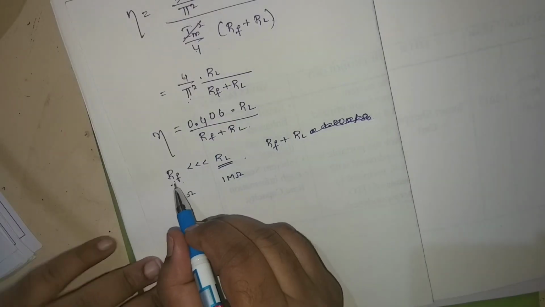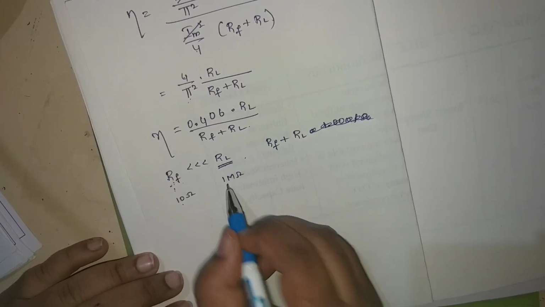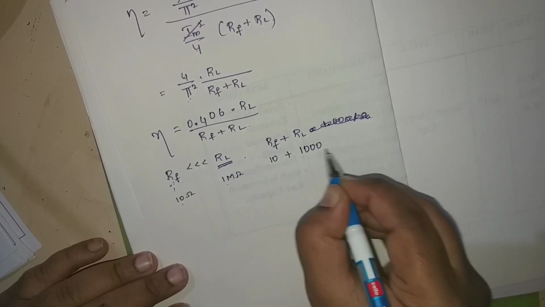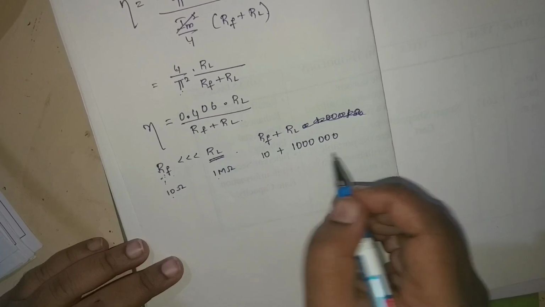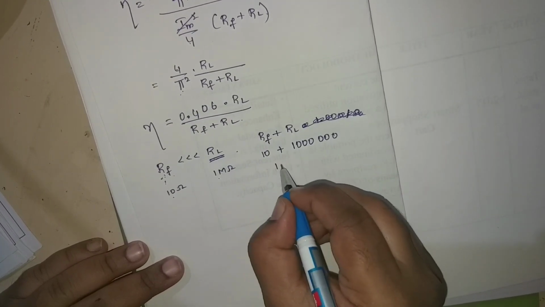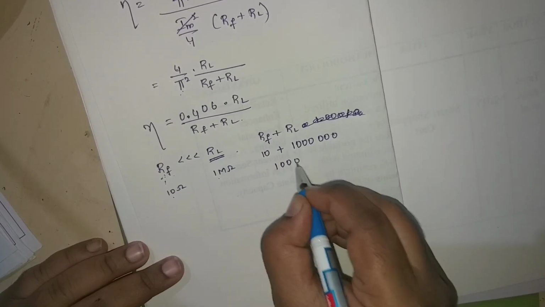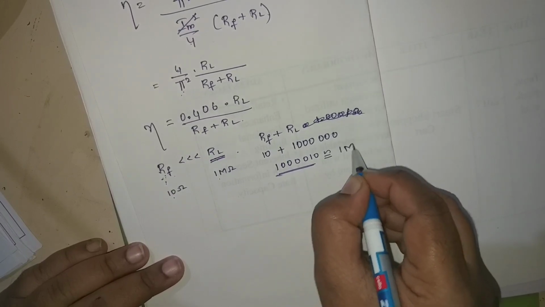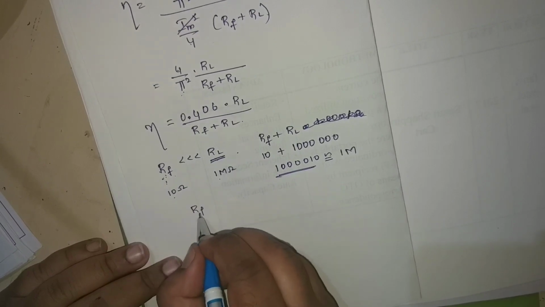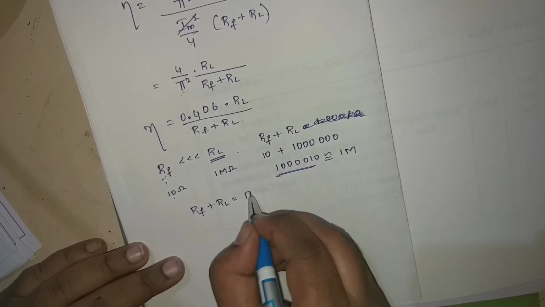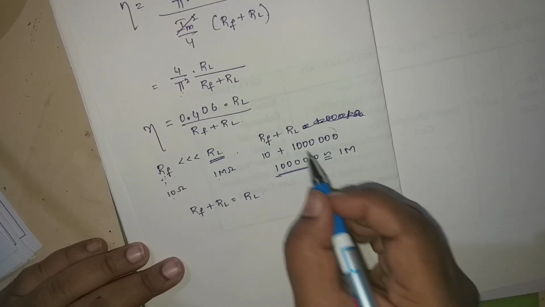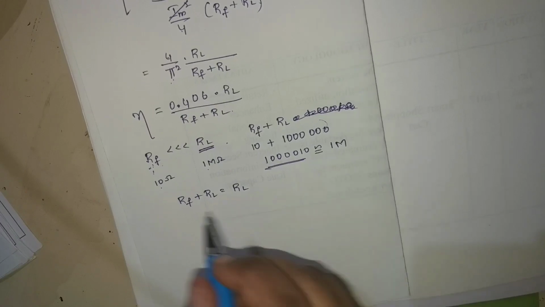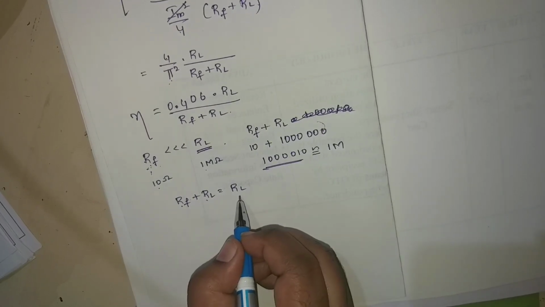If I assume that RF is just 10 ohm and RL is 1 mega ohm, then when I add them, RF plus RL becomes 1 mega plus 10, which is again approximately equal to 1 mega only. That is why I take RF plus RL equal to RL.